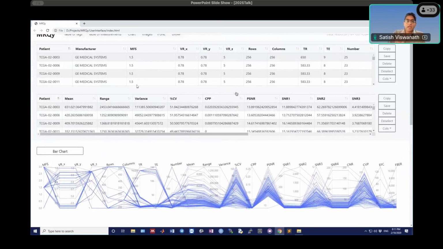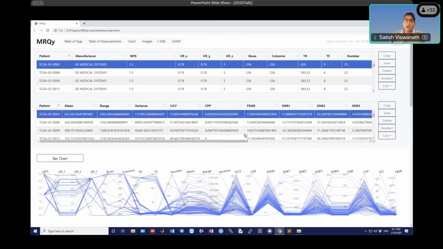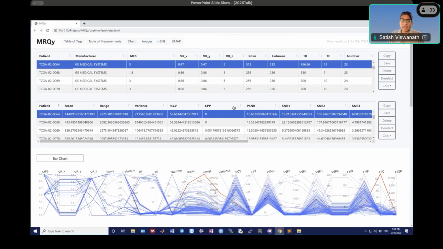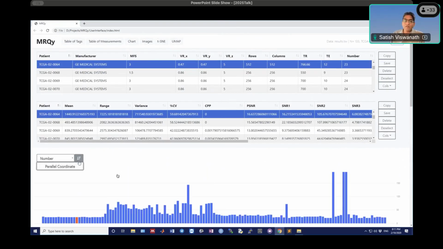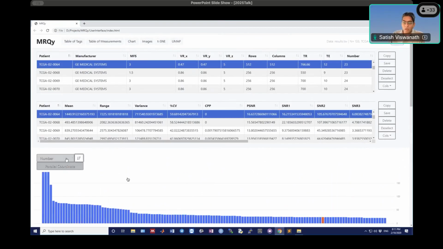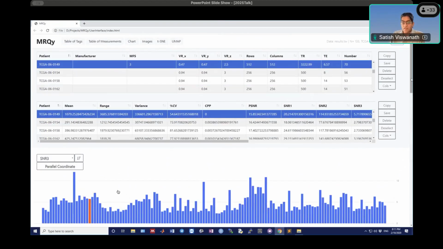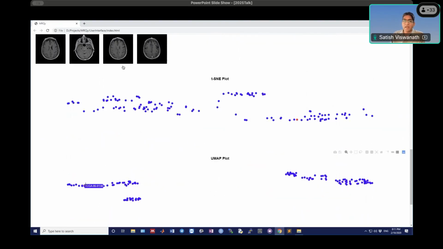So you have different tables. You have tables of the different metadata. You have tables of the different measurements that are being extracted. It's completely interactive. You can select a patient in any one table and it highlights throughout. You also have different visuals. You get a coordinate plot to visualize the trends across the cohort. You can also look at these bar plot trends to identify the outliers. For example, you can see some of these have more outliers and some less. You can visualize the images, and then you can also do a scatter plot of the images.